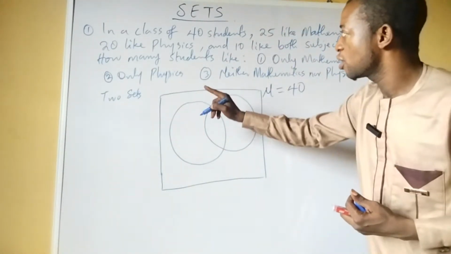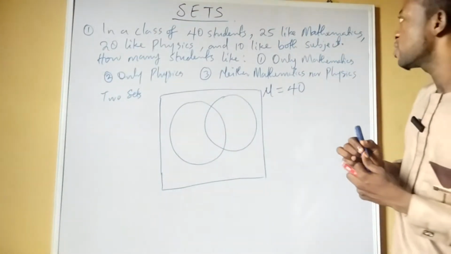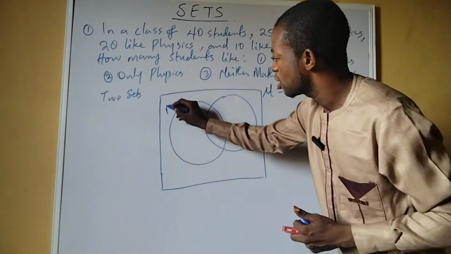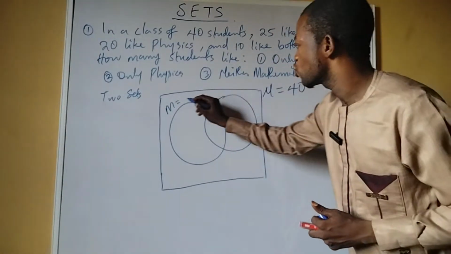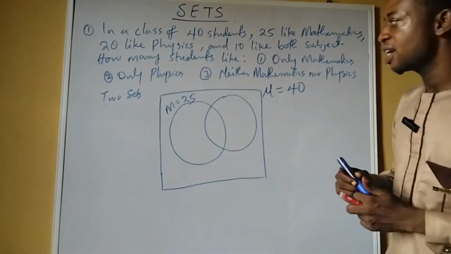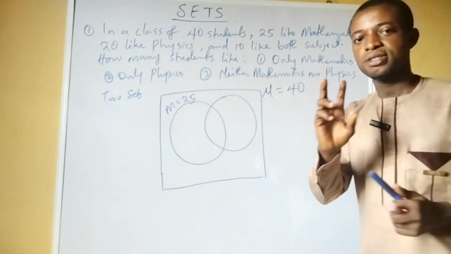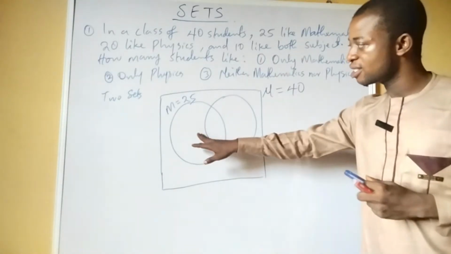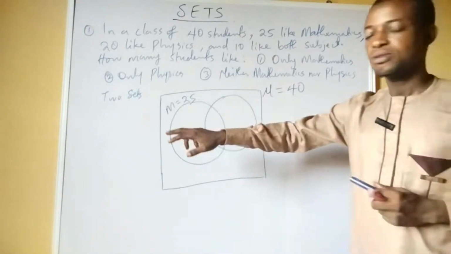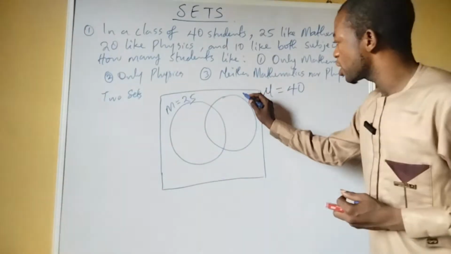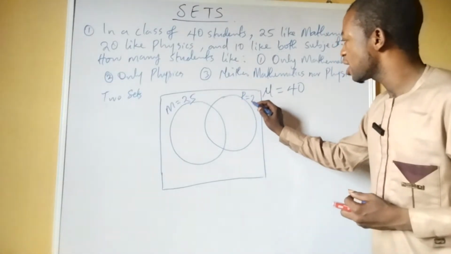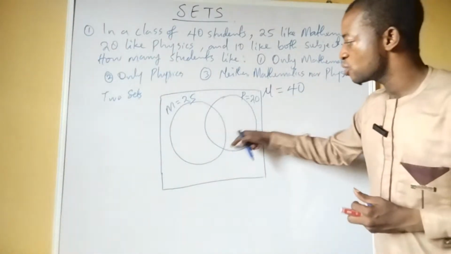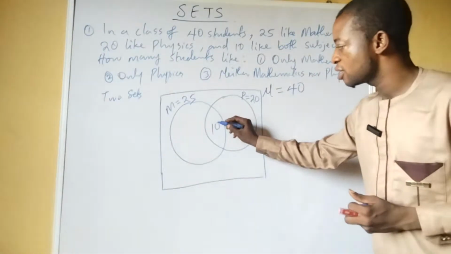For the first circle, we can use the first letter of the subject given, M for mathematics. How many students? 25. Please, don't write the 25 inside here. It has a reason why. Just indicate it at the top. Now this is physics, and 20 like physics, so write 20 up here. Now, 10 like both subjects. Where the two intersect, put 10. You see the reason why now.